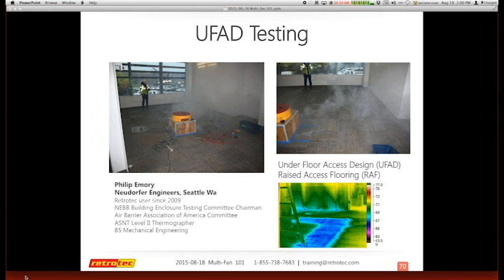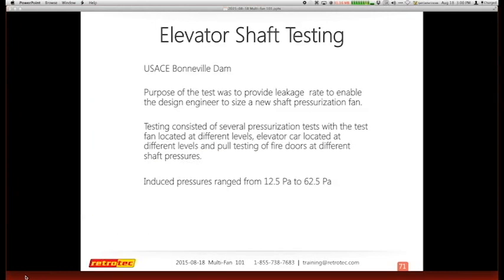It's actually a pretty simple test to do. So it's something that's definitely worth looking into if you start working on these larger commercial buildings. It's not just a matter of testing the whole building for leakage. There's all kinds of other sub-tests that you can do, and UFAD is one of them.